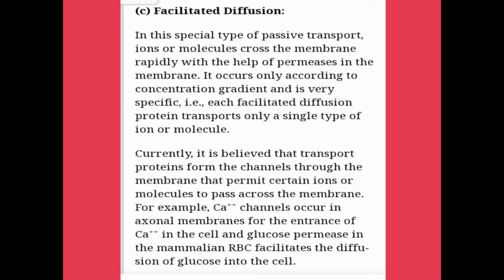Facilitated diffusion. In this type of passive transport, ions or molecules cross the membrane rapidly with the help of permease in the membrane. It occurs only according to the concentration gradient and is very specific. Each facilitated diffusion protein transports only a single type of ion or molecule. Currently, it is believed that transport proteins form channels through the membrane that permit certain ions or molecules to pass across the membrane. For example, calcium channels occur in axonal membranes for the entrance of calcium into the cell, and glucose permease in the mammalian RBC facilitates the diffusion of glucose into the cell.